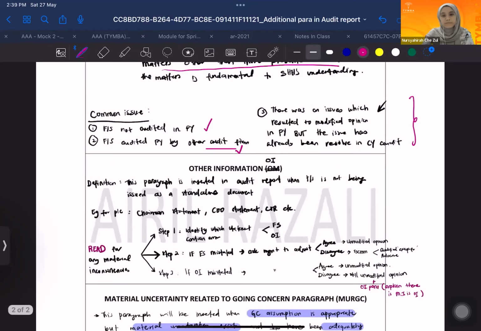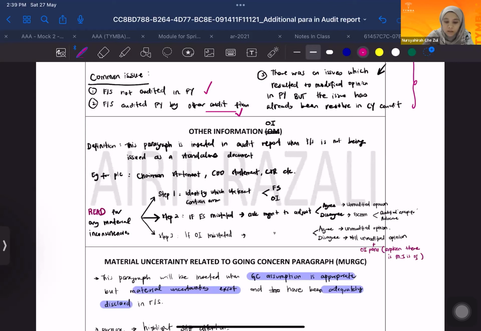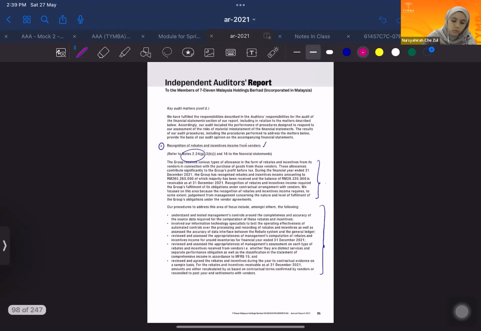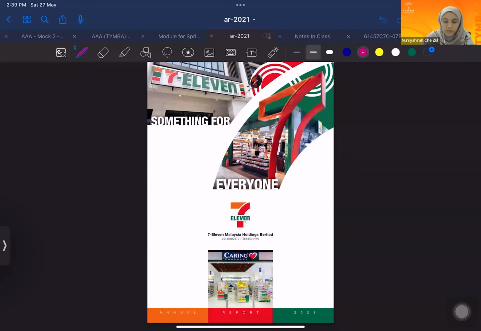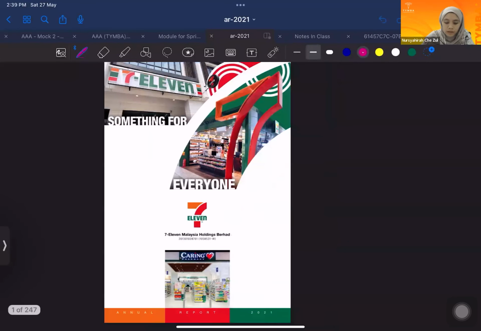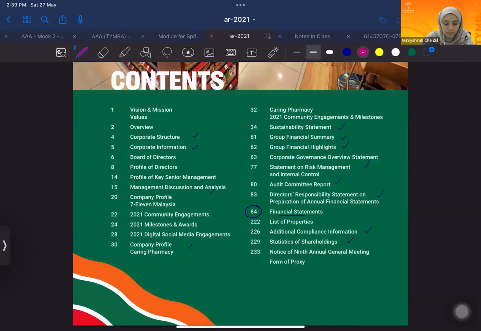Okay, next, OI. Now, what is OI? This is OI. This is the annual report for 7/11 2021. Corporate structure, corporate information, board of directors, profile of directors, community engagement milestones, company profile, sustainability statement, group financial summary, group financial highlights, and so on. This is all what we call OI. Be it the chairman's statement or the director's statement, the general term that auditors use is OI.